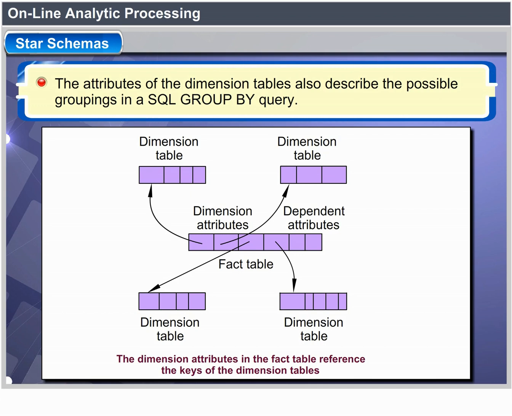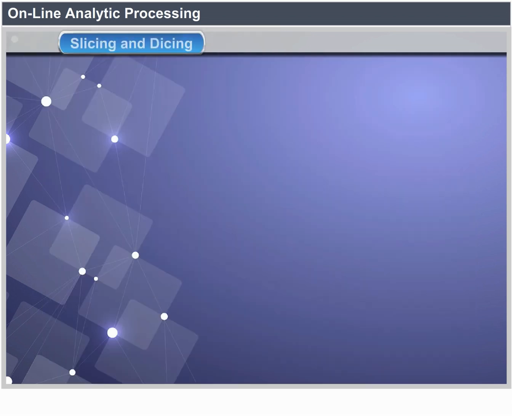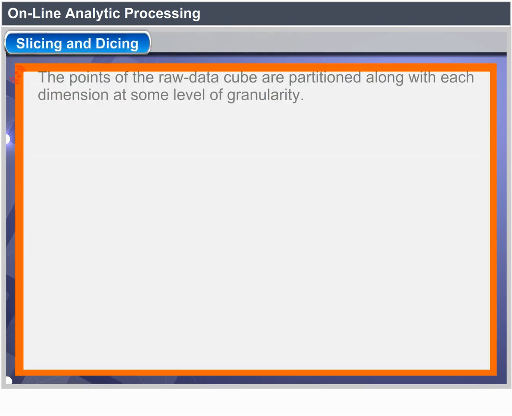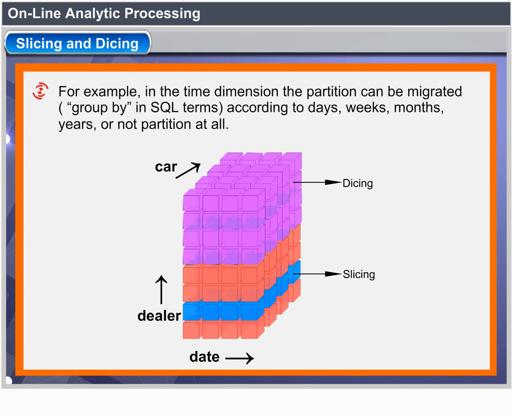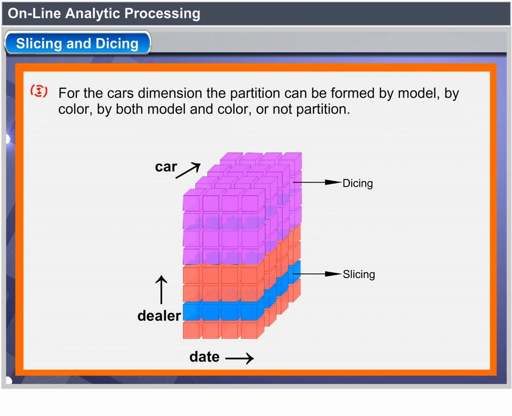Slicing and dicing. We can think of the points of the raw data cube as partitioned along each dimension at some level of granularity. For example, in the time dimension, we might partition (group by, in SQL terms) according to days, weeks, months, years, or not partition at all. For the cars dimension, we might partition by model, by color, by both model and color, or not partition.